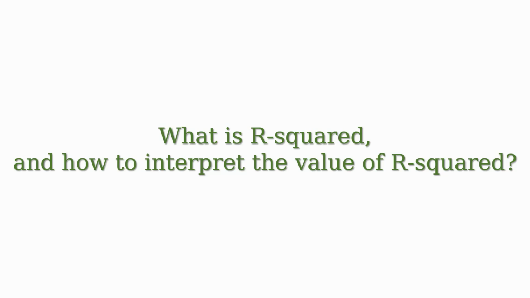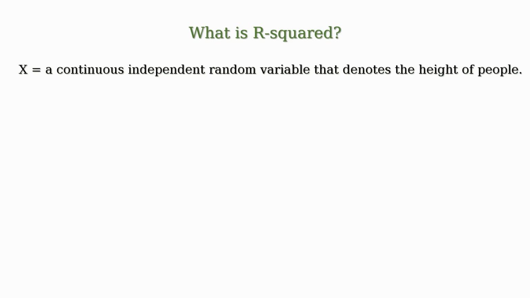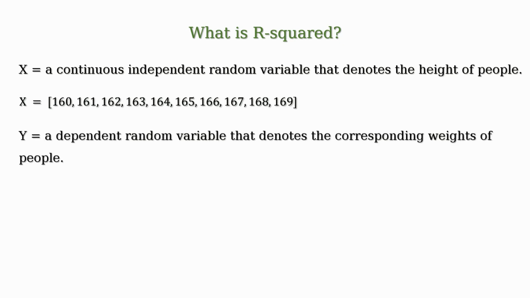In this video, we will discuss what the R-squared score is and how to interpret its value. Let's say x is a continuous independent random variable that denotes the height of people and it takes the following values. Let's also assume that y is a dependent random variable that denotes the corresponding weights of people and y takes the following values.